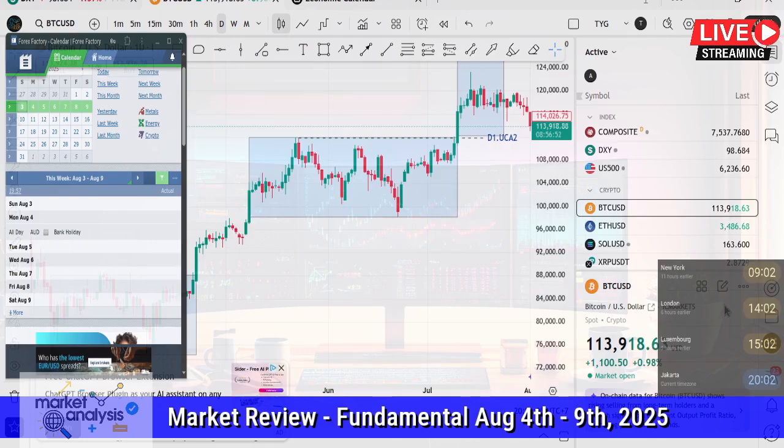This is a review of market fundamentals for next week. As usual, before we face the market, we have to prepare ourselves fundamentally and technically. We can't survive in the market by relying on either side only. It has to be a combination of them. So, we try to review the market fundamentals for next week.